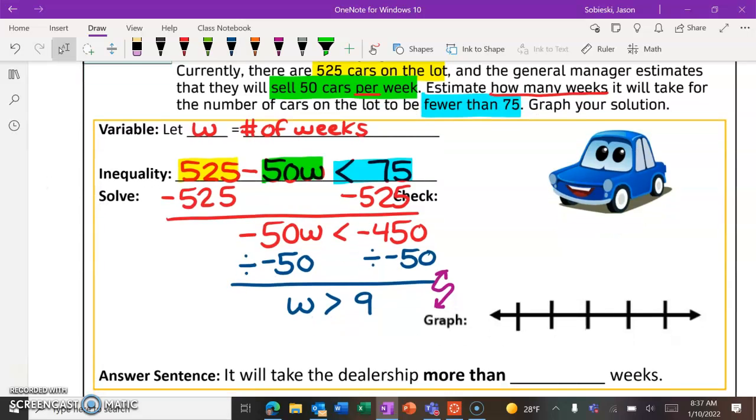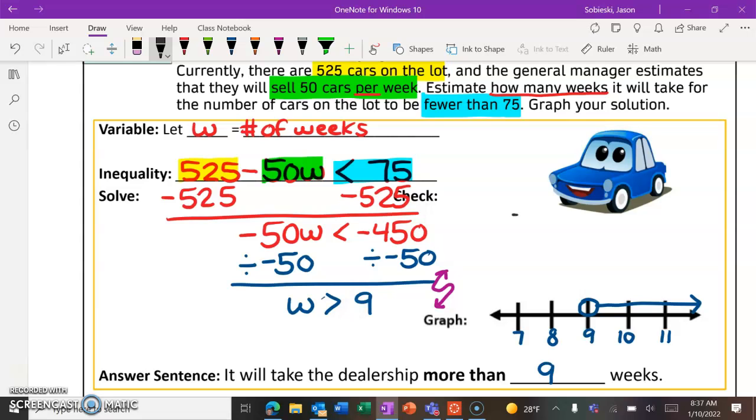So that means it will take the dealership more than 9 weeks to get the amount of cars to be fewer than 75. So we could take this inequality and graph it. So we'll put our 9 in the center. Whoops, add a couple more numbers for our tick marks. So we'll do 7, 8, 9, 10, and 11. Our symbol is greater than, so that means we're going to need an open circle with an arrow going to the right.